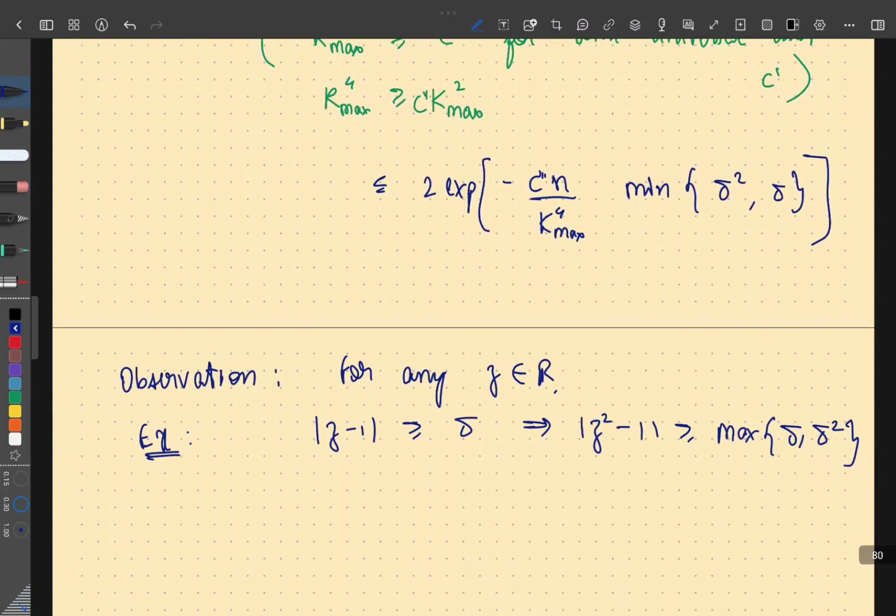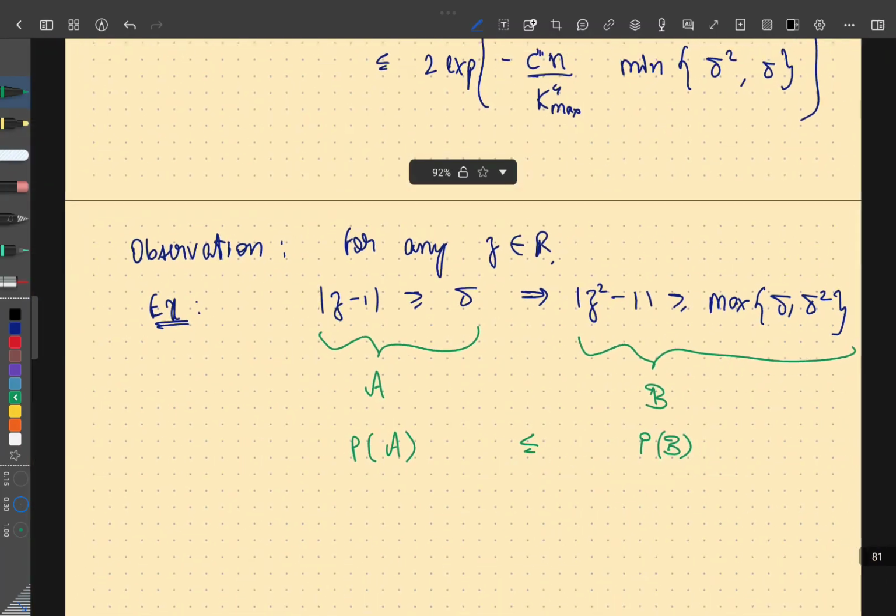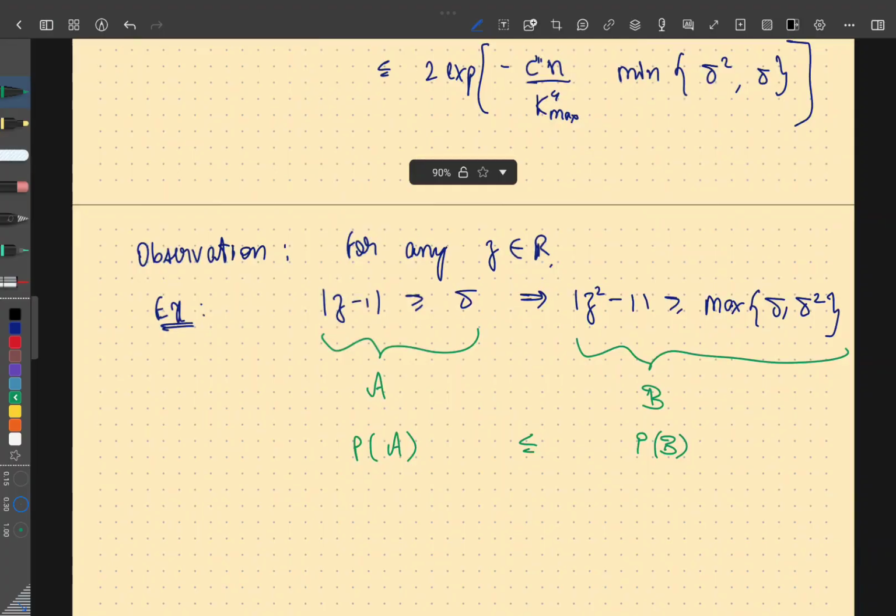So if I use this, right? So this is some event. Let's call this event A. And this is some other event. Let's call this event B. So if event A happens, then you're sure that event B happens. So then what can you say about the probability of event A versus the probability of event B? So probability of event A should be less than or equal to the probability of event B.